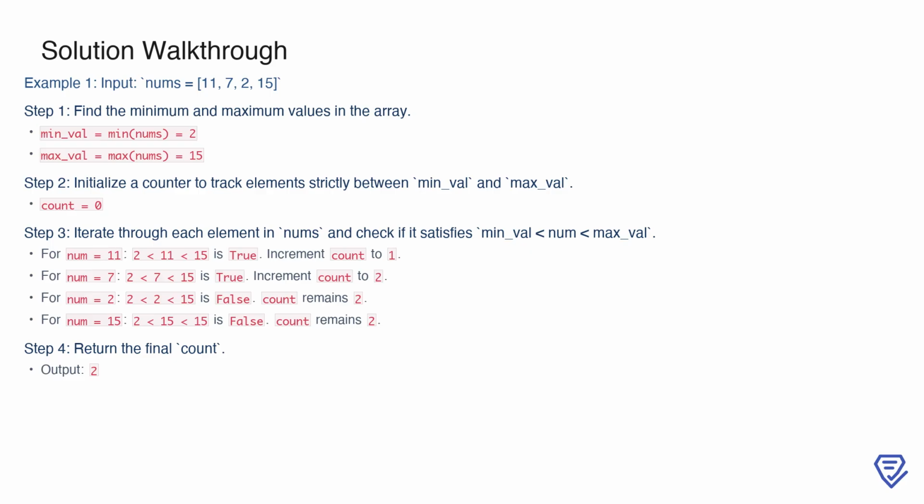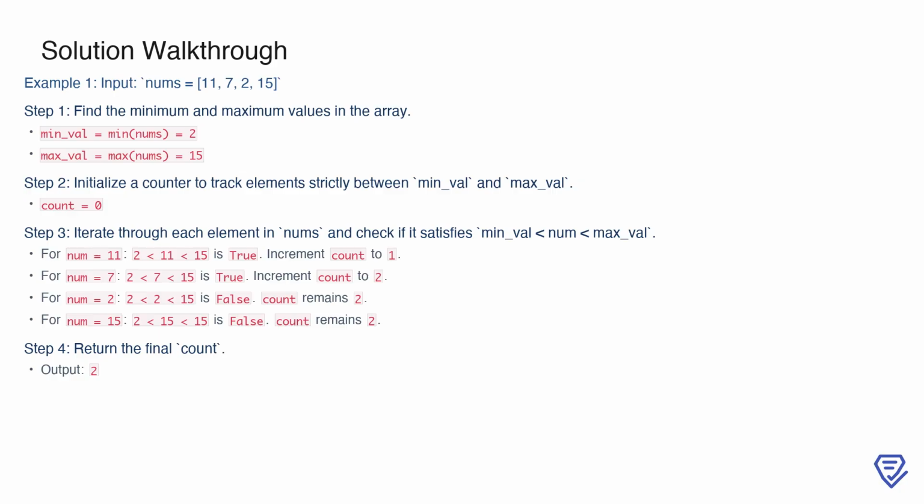Here, we are solving the problem for the input array nums equals [11, 7, 2, 15]. The first step is to find the minimum and maximum values in the array. In this case, the minimum value is 2, and the maximum value is 15. These values help us identify the range of numbers we are interested in.